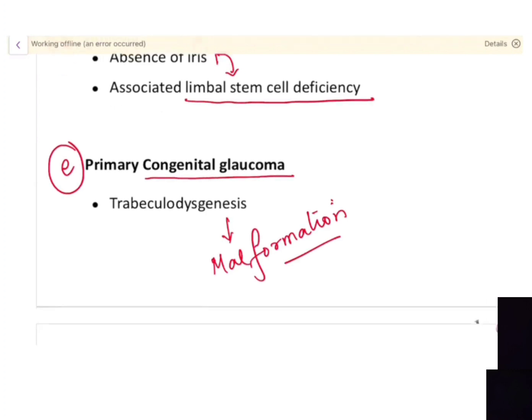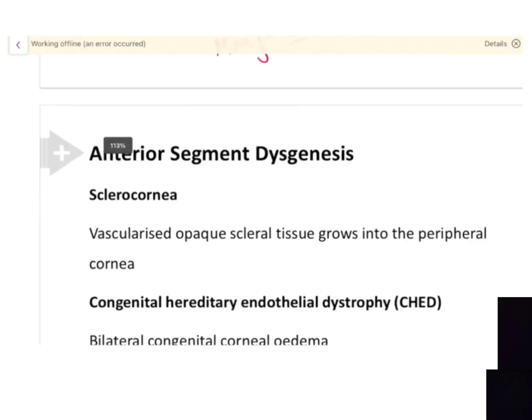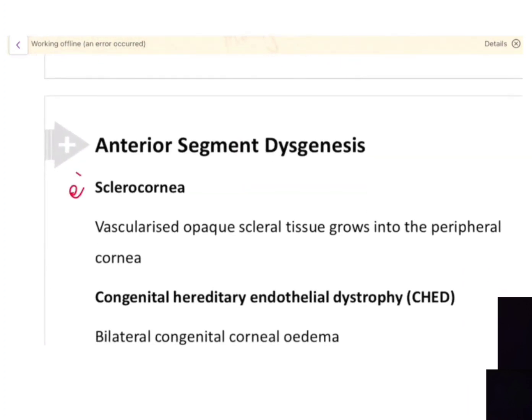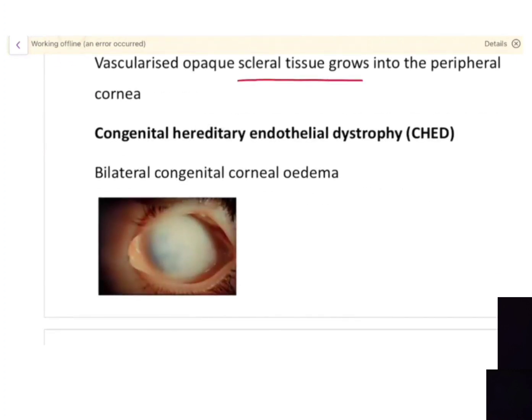Right? Then you can have something which is called sclerocornea. Now sclerocornea means that the sclera and the cornea, the sclera is supposed to be opaque, but the cornea is also opaque like the sclera. So this is what a sclerocornea looks like. This is also because of the disorder in the formation of the anterior segment. So this also comes under the anterior segment dysgenesis syndromes.